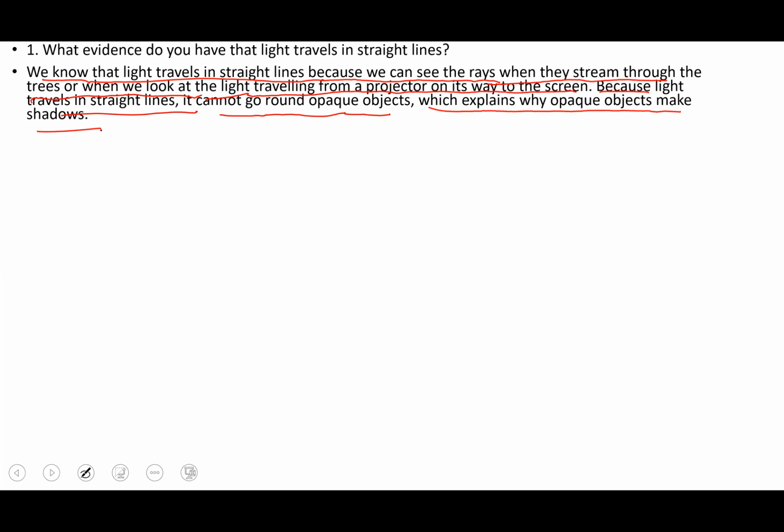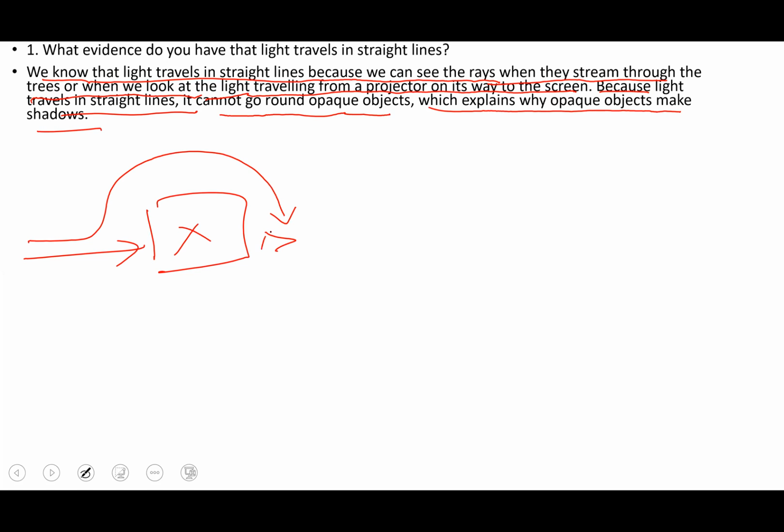Because light travels in a straight line, it cannot go around an opaque object, which explains why opaque objects make shadows. That means if this is an opaque object, the light can't move like this. It always moves in a straight line. That is why we won't see light over here, but only a shadow of this object.